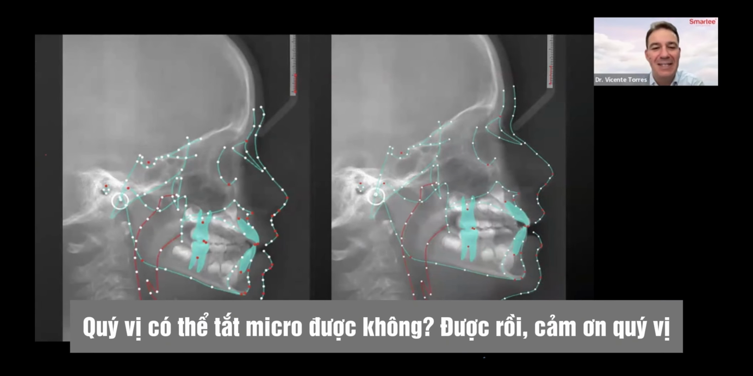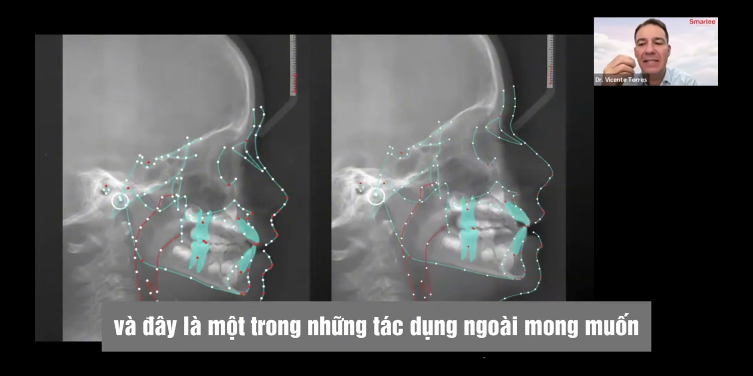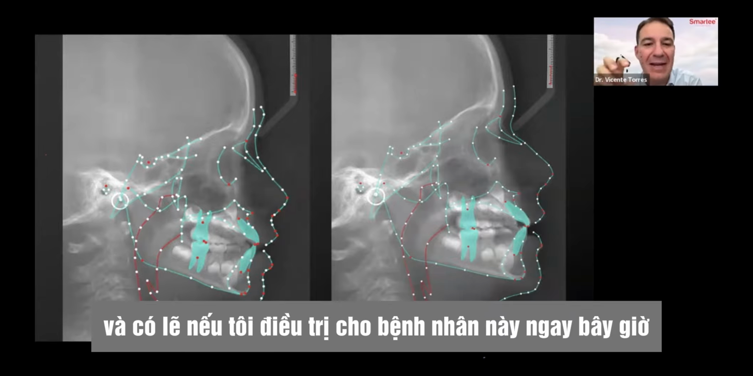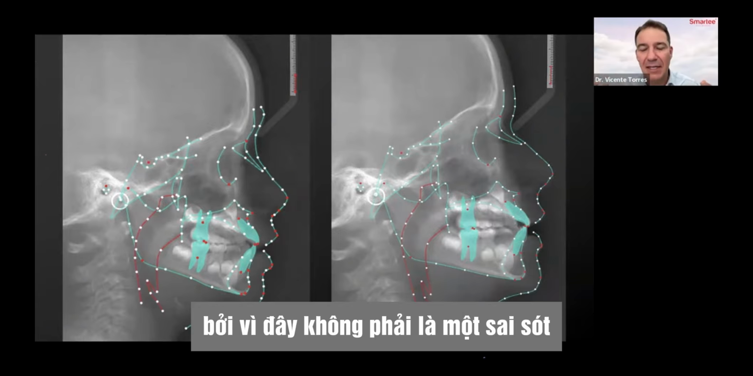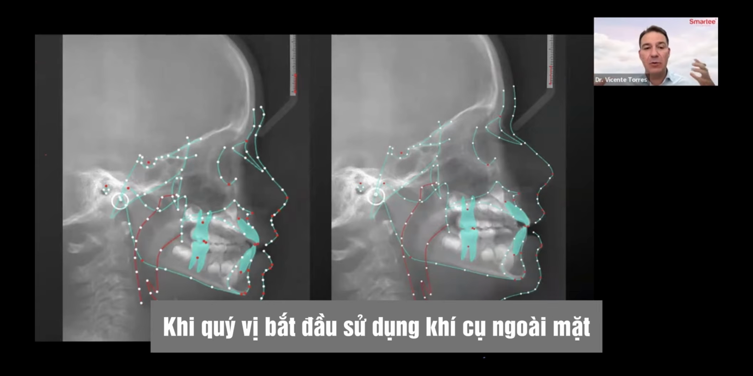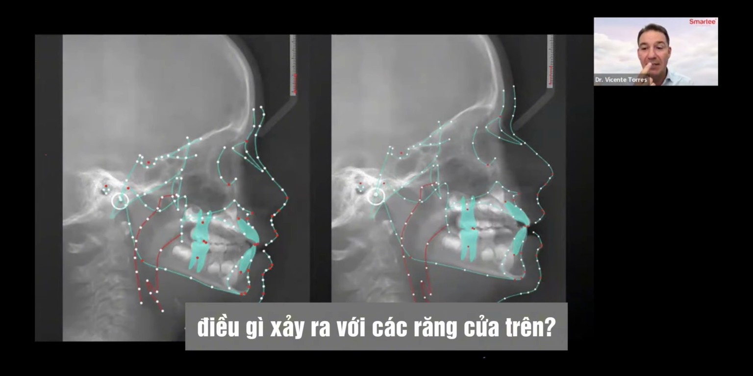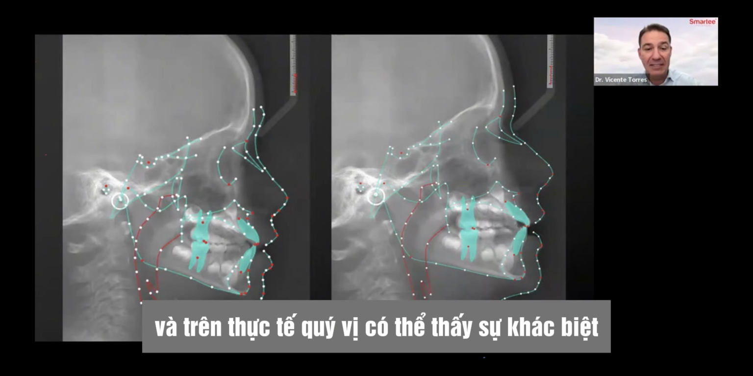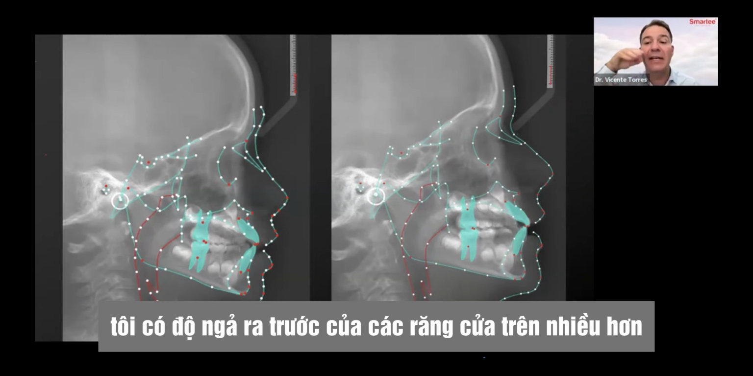Okay, thank you. What happened, and this is one of the unwanted effects when we use a facial mask, and maybe if I treat this patient right now, it's not a mistake, but this is the unwanted movement. When you start to use the facial mask, what happens with the upper incisors? The upper incisors have the tendency to pro-incline, and in fact you can see the difference. I have more pro-inclination of the upper incisors.